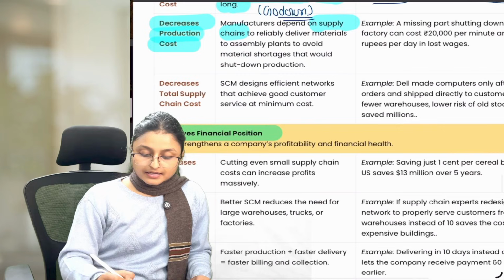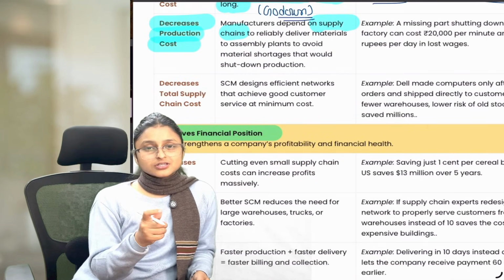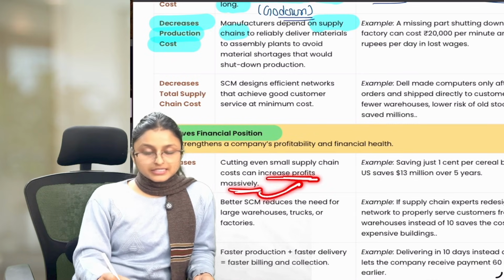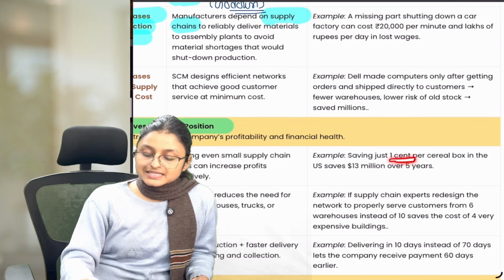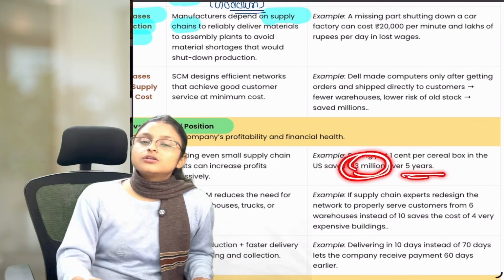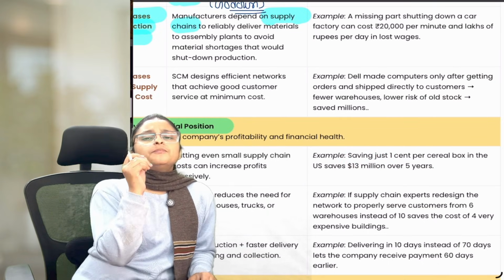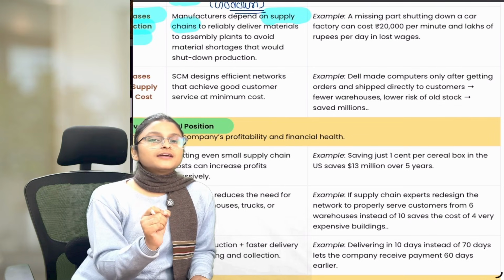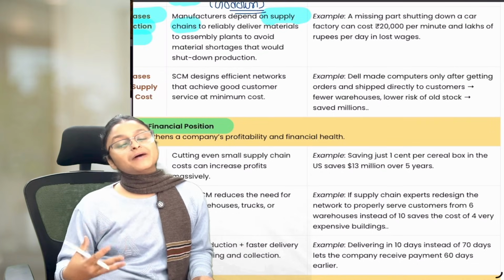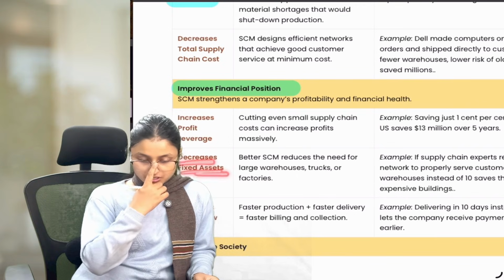See, if you are cutting even small supply chain costs, as we have seen in the raw material cost, we can increase our profits massively. Example, saving just 1 cent per cereal box in US saved $13 billion over the 5 years. And we have also seen one example of raw material. We saved only 0.2 rupees per unit and it leads to saving of rupees 20 lakh when we are buying 1 crore materials, right? Next, decreases fixed cost.